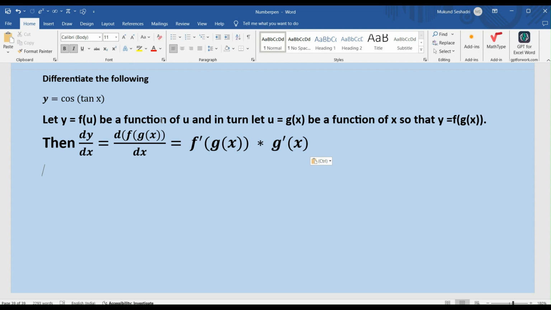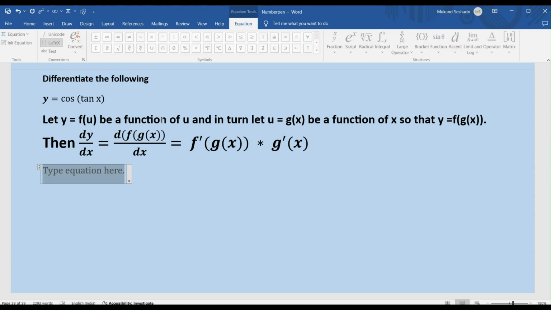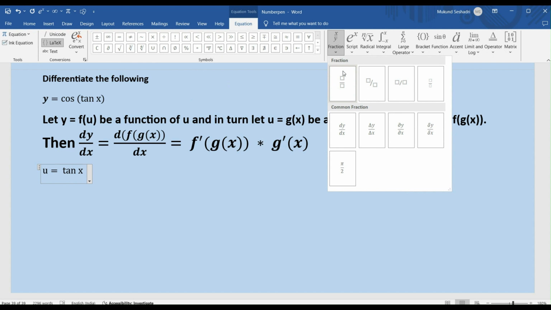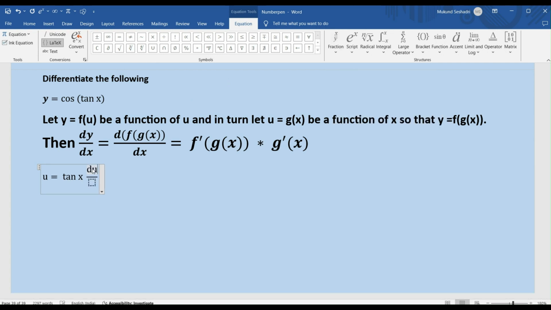So what is my u here? Let us represent y in terms of u. I will have to identify my g of x and substitute it with a u. In this case it's quite simple and straightforward, I can directly do the substitution. My u equals tan x. So what is my du by dx? du by dx is nothing but secant square x, the derivative of tan x.